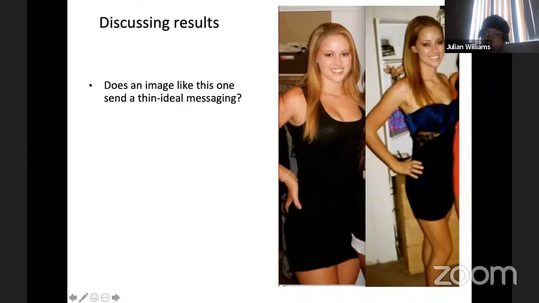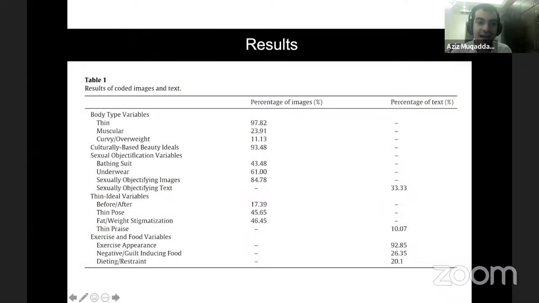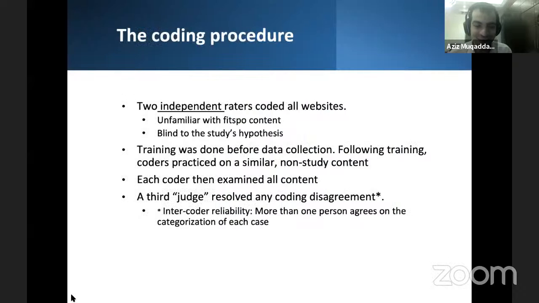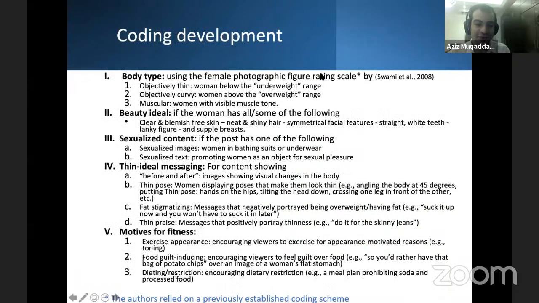Yeah. Okay, nice memory, Julian. Where is it? Let me go back to that. So you're right. That's the same pose, right? So that's an ideal messaging. It actually had the same pose and sort of the before and after too. Right? So it had two things.